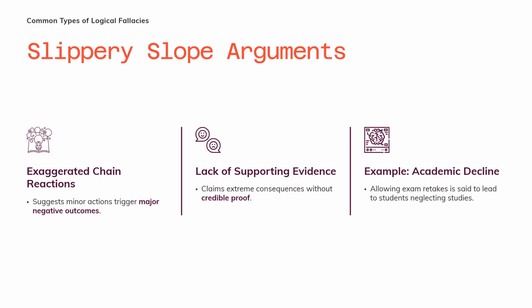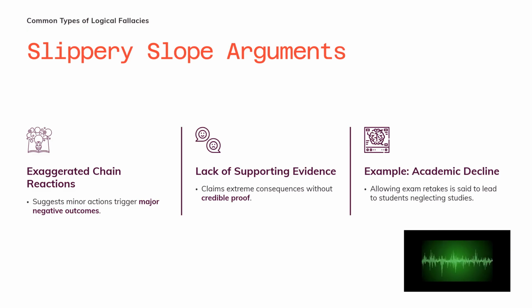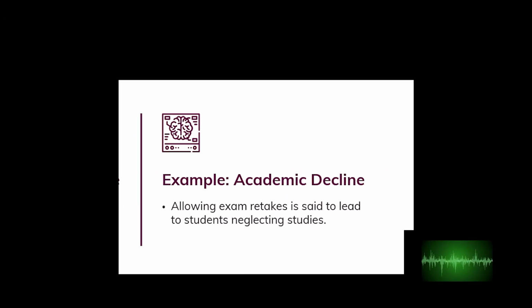Slippery slope. The slippery slope fallacy suggests that a relatively small first step will inevitably lead to a chain of related events, culminating in significant and often negative consequences. This argument lacks evidence that such a progression will occur. Example: if we allow students to redo their exams, soon they will expect to retake every test, and eventually they won't take their studies seriously. This statement assumes a chain reaction without substantiating how one action will lead to the extreme outcome.